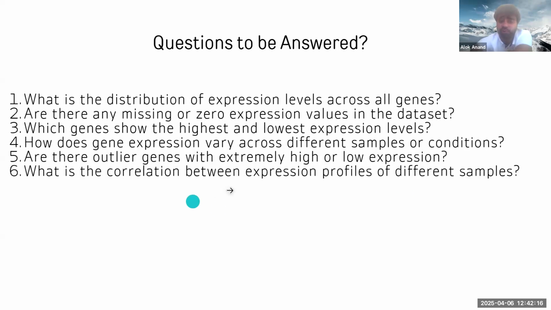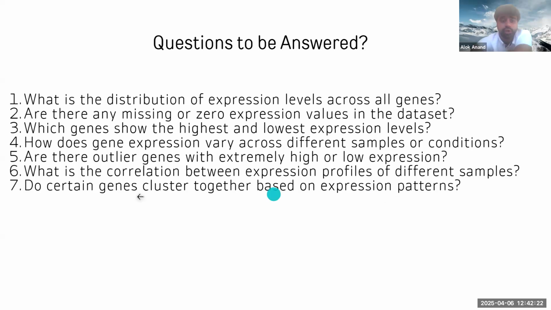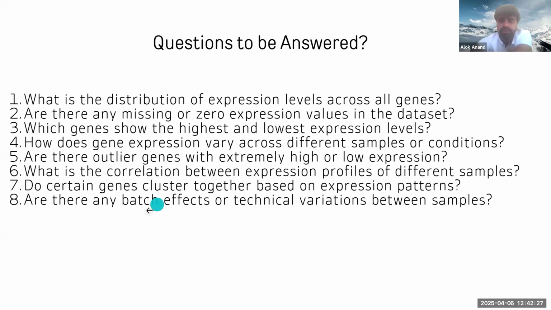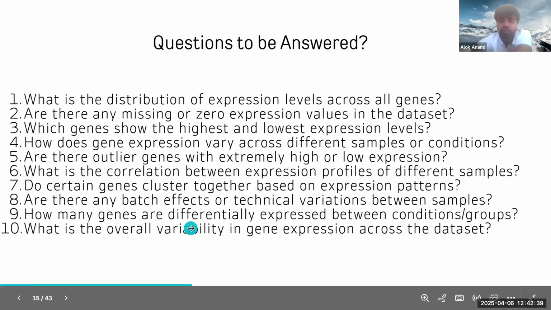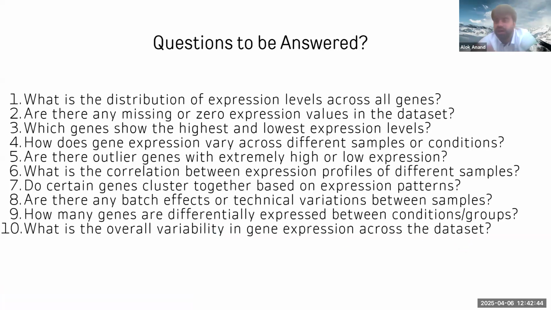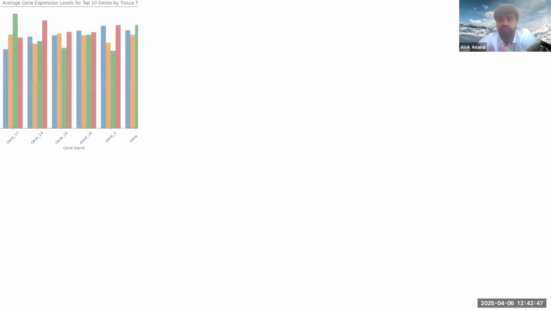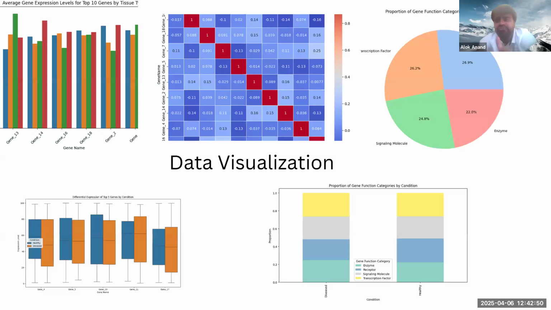Then you can ask, what is the correlation between the expression profiles of the different samples? Do certain genes cluster together based on the expression patterns? Then you'll be interested to ask, are there any batch effects or technical variation between the samples? Or how many genes are differentially expressed between the conditions or groups? What is the overall variability in gene expression across the data sets? So these are different kinds of questions that you can ask, and try to find from the given data. And this leads to the science and application of statistics in the world of biomedical sciences, right?